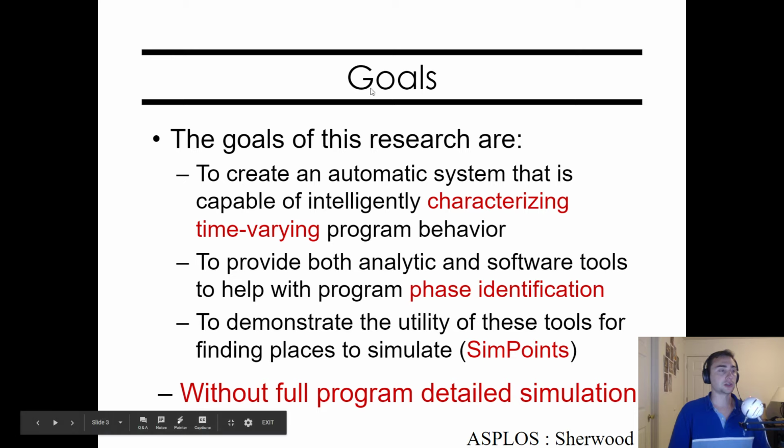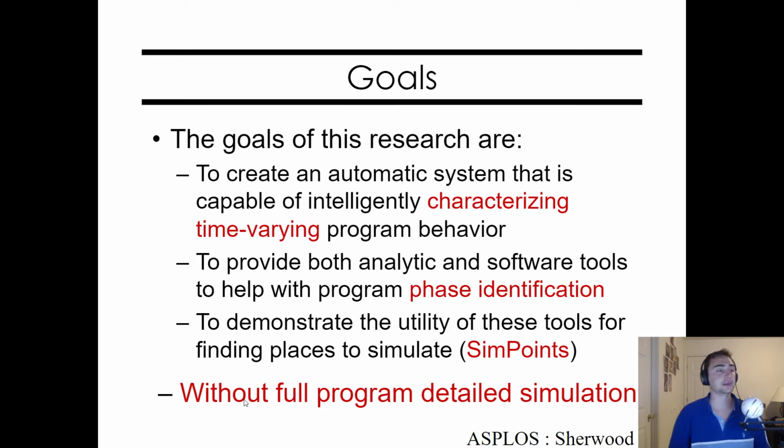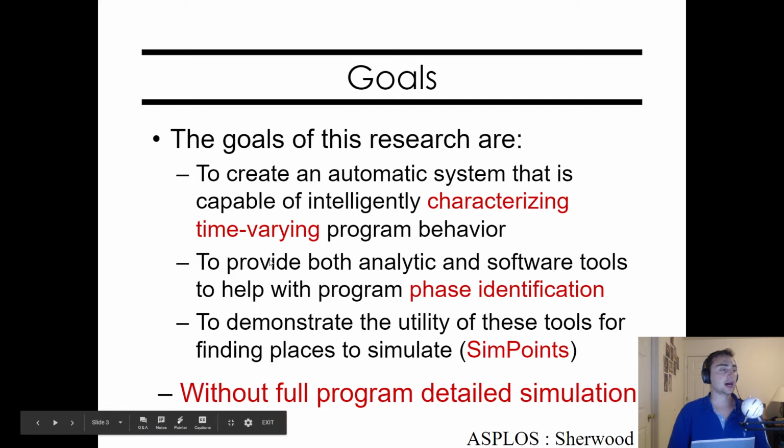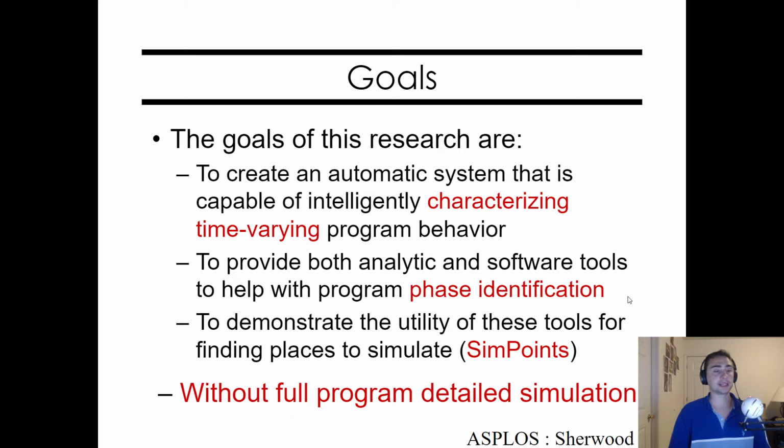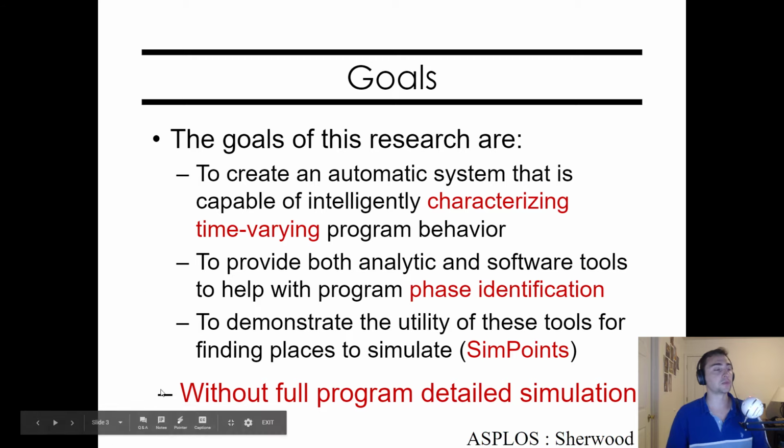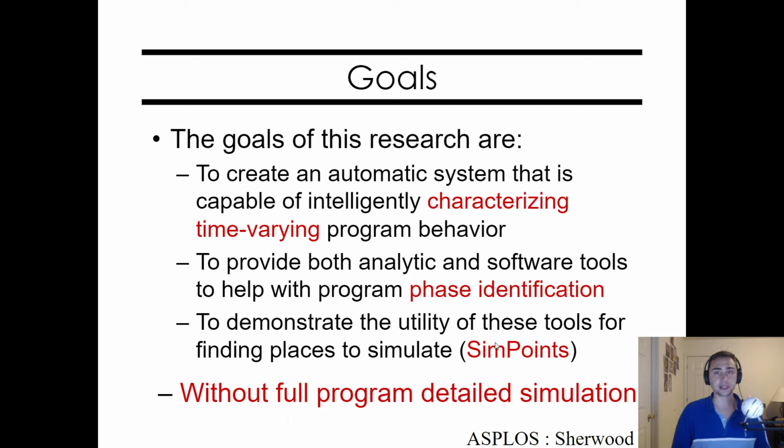Again, the goals are to create an automatic system that is capable of intelligently characterizing time-varying behavior of programs, and to provide analytic and software tools to help with program phase identification. So not only do they want to say you can do this, but they want to provide a means of doing so. And then demonstrate the utility of these tools for finding places to simulate. That's the key point here, SimPoints: you find the points that you should simulate out of your entire execution.